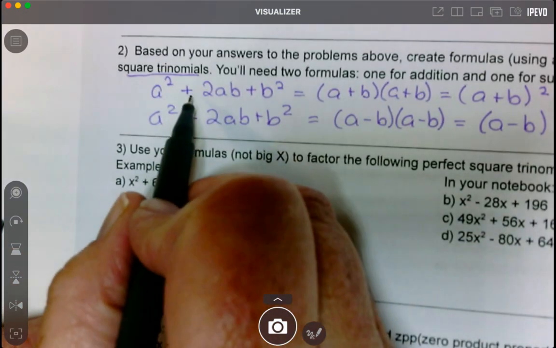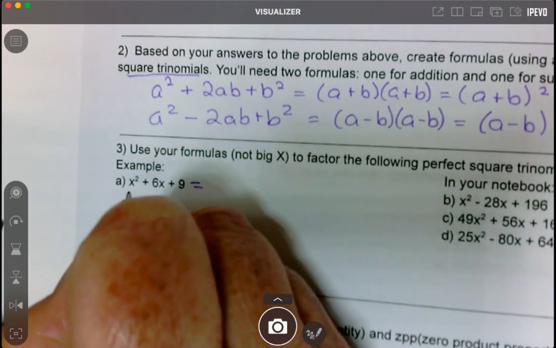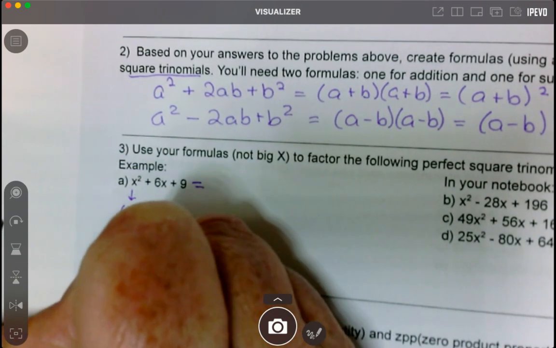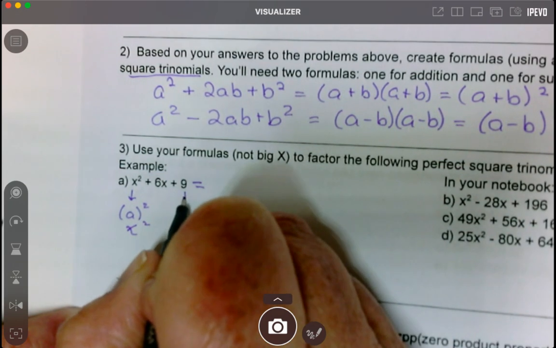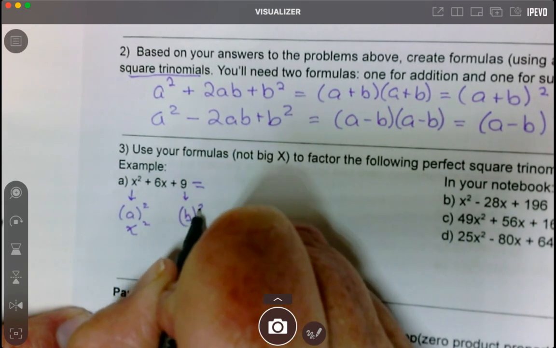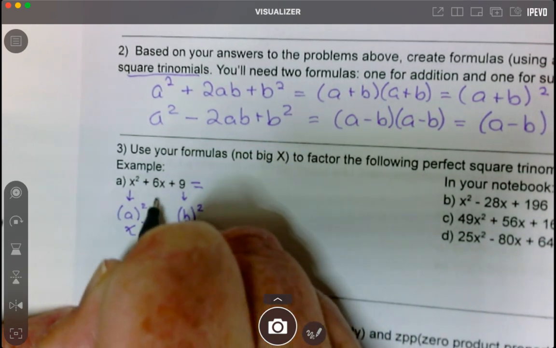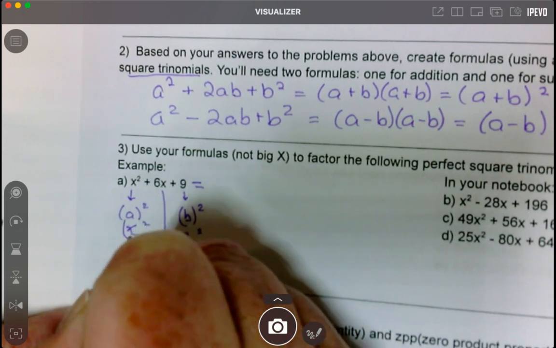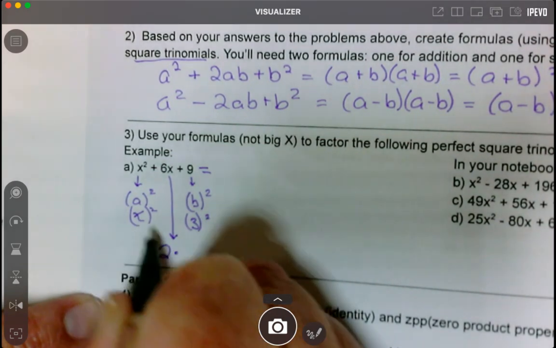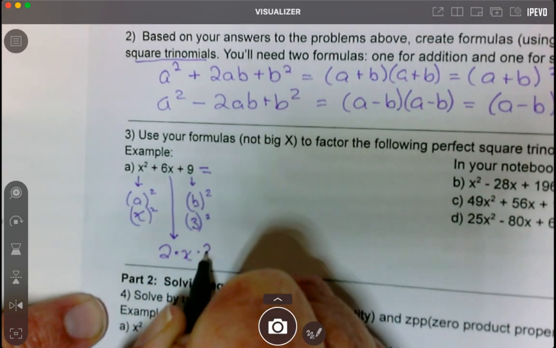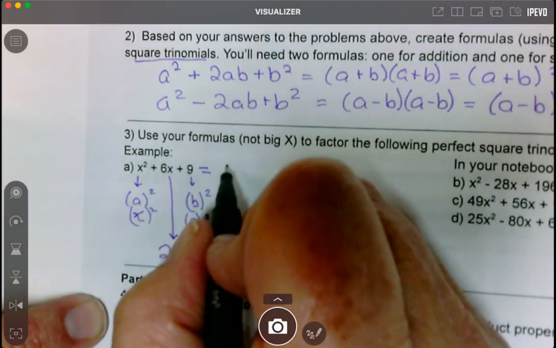Well, I notice it has a plus here, so I'm using this formula. And the first thing I need to do is identify A and B. So A squared is the same thing here as X squared, and B squared is the same thing as 3 squared. So that's my A and B. I should also just check, is the middle 2 times A times B? And it is. That equals 6x. So that means I'm good to go.